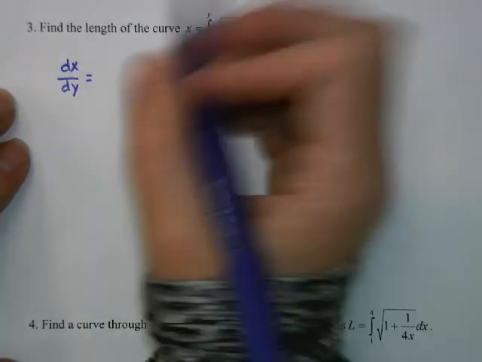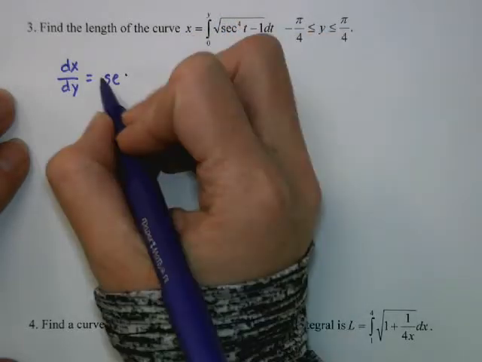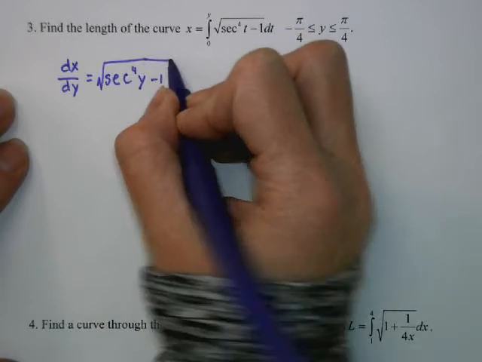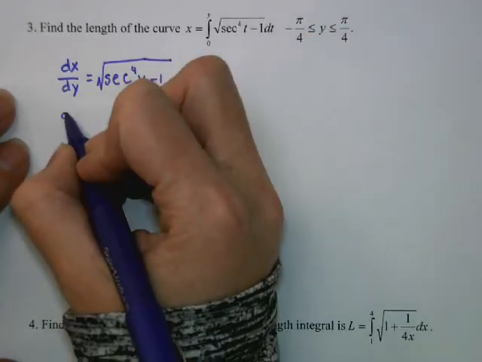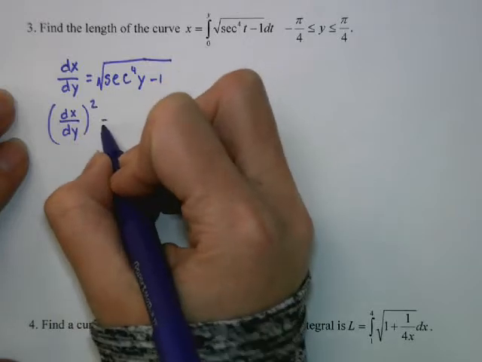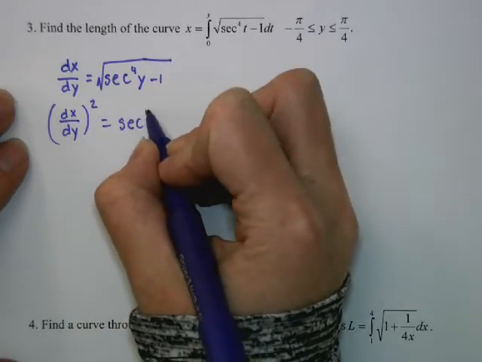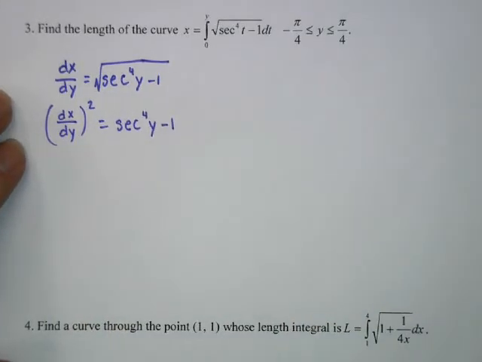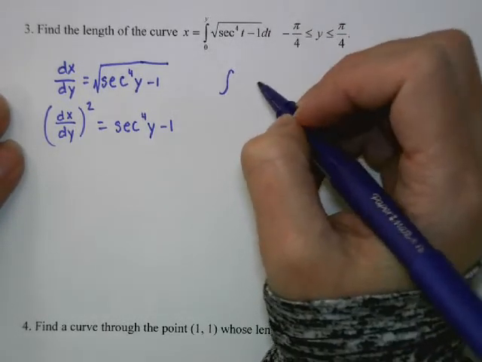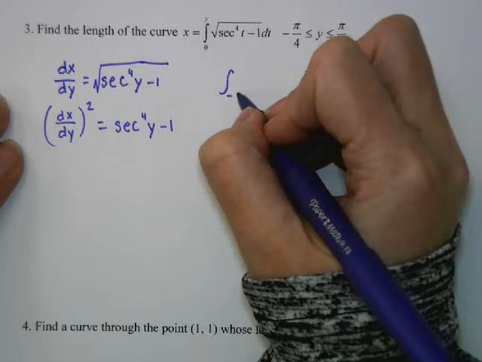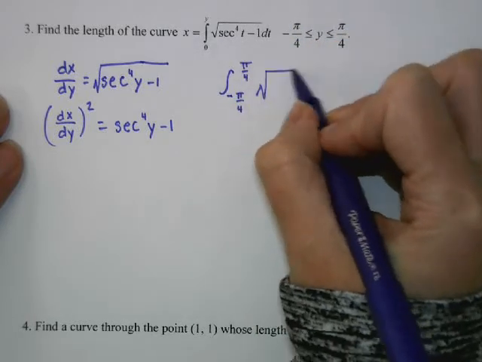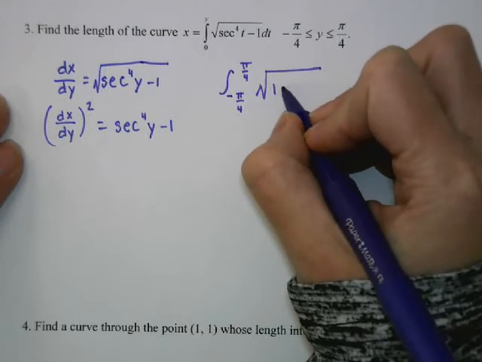So we're going to have the integral from negative pi over 4 to pi over 4 of the square root of 1 plus secant to the 4th y minus 1. Okay. Well, this is going from negative pi over 4 to pi over 4. The 1's will cancel, so we're going to have the square root of secant to the 4th, which is going to be secant squared.